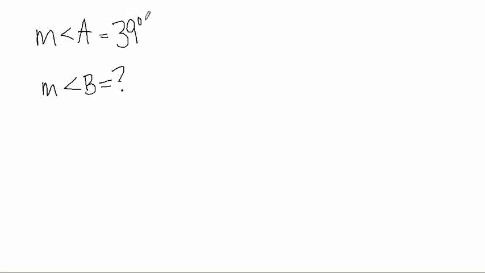Suppose a triangle had an angle A and B. And suppose we knew the measure of A but not the measure of B. Okay, suppose the measure of angle A was 39 degrees. And suppose angle A was opposite a side with a length of 28 meters. And suppose angle B was opposite a side with a length of 41 meters. So, can we use the law of sines to find the measure of angle B?